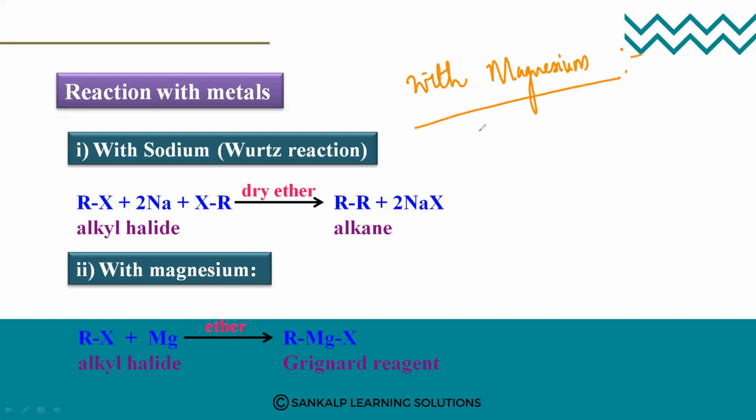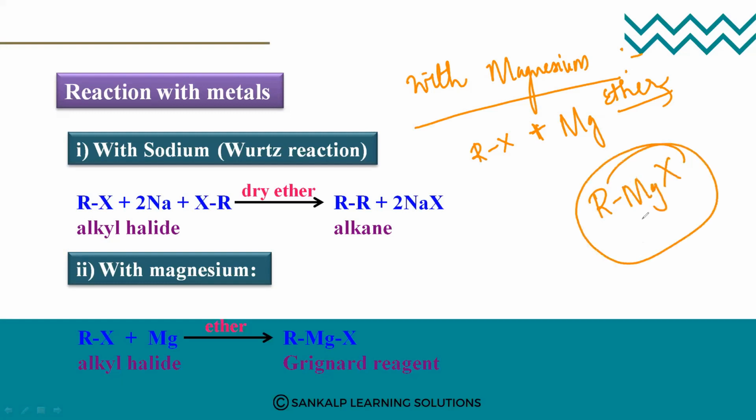Next we'll see the reaction with magnesium. When alkyl halide, that is RX, is treated with Mg in the presence of ether, this reaction gives RMgX, so this is the organometallic compound.